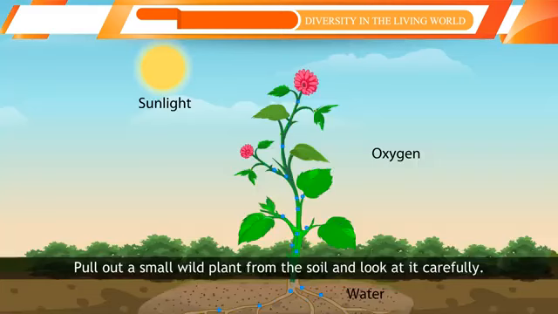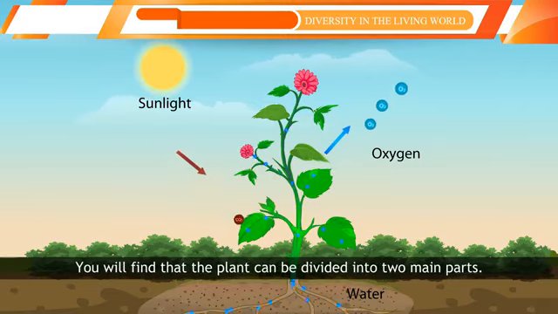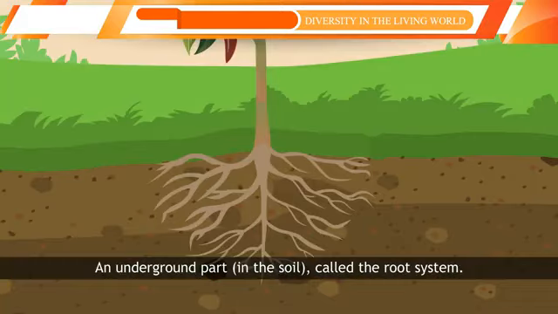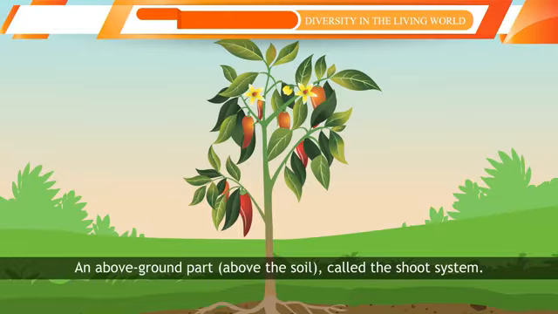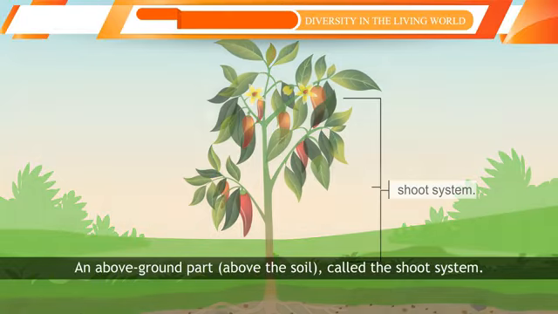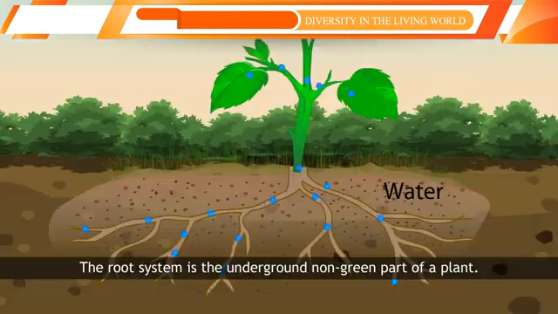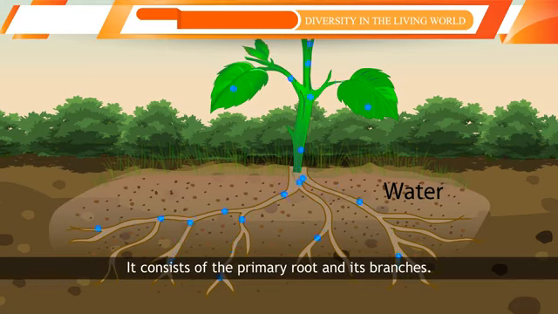Parts of a plant. Pull out a small wild plant from the soil and look at it carefully. You will find that the plant can be divided into two main parts: an underground part in the soil called the root system, and an above-ground part above the soil called the shoot system. Root system. The root system is the underground non-green part of a plant. It consists of the primary root and its branches.